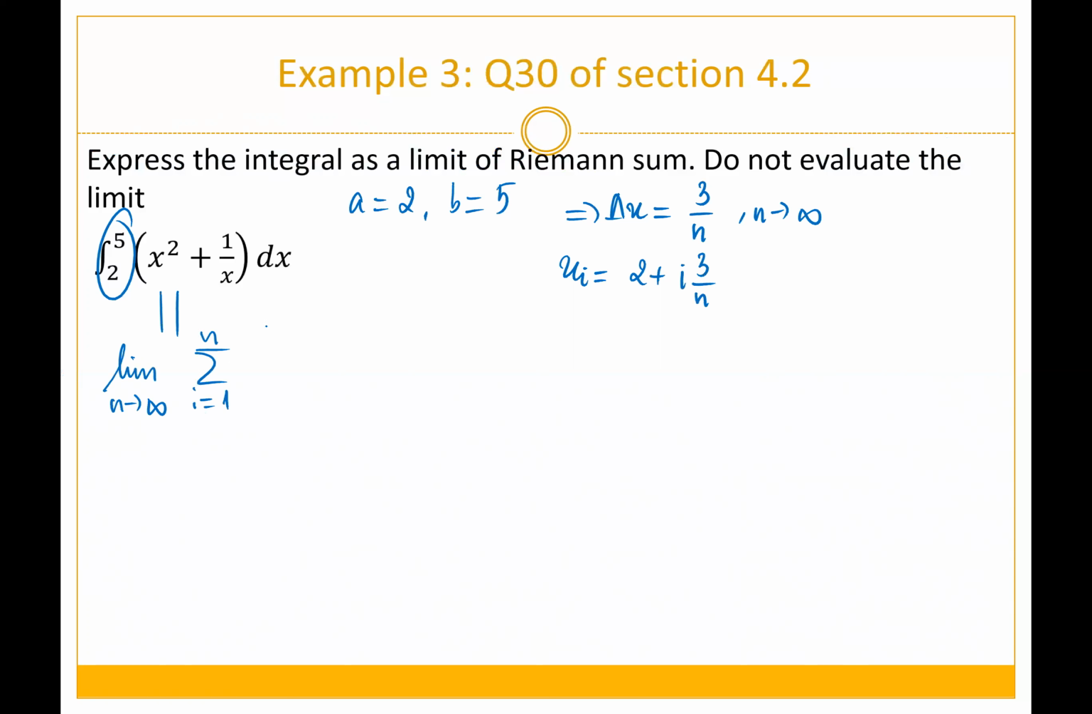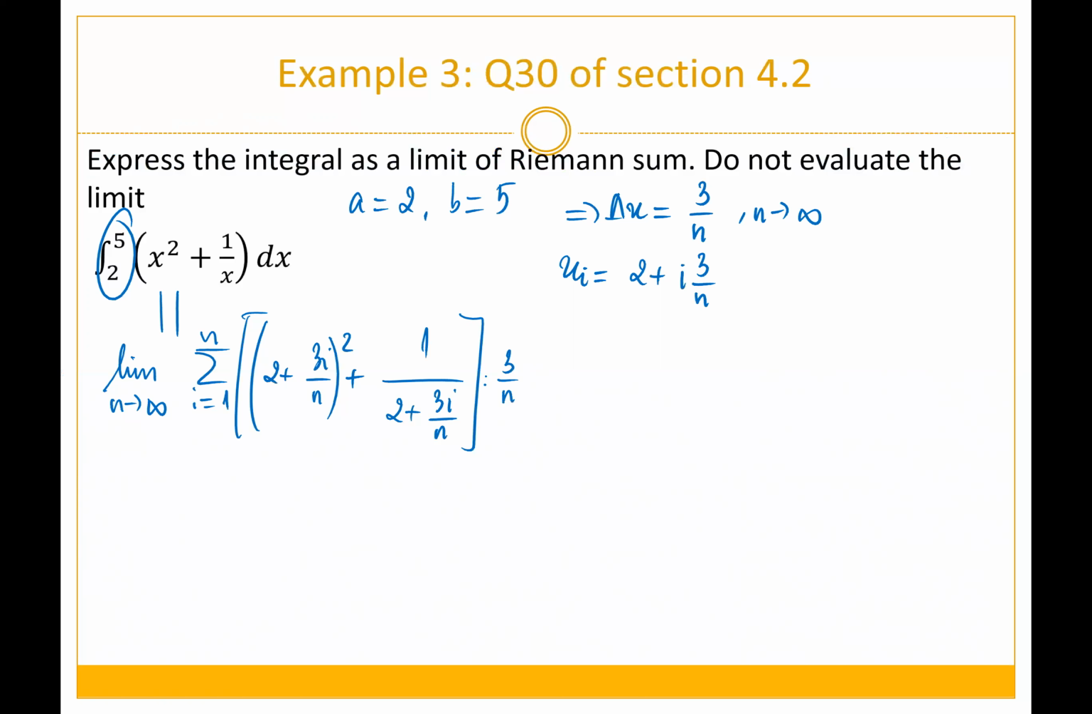You have 2 plus 3i over n squared plus 1 over 2 plus 3i over n with dx. So you have dx is 3 over n. Now, let's simplify our expression. You can choose to simplify it or not, it's up to you. I would say in these scenarios, I wouldn't simplify it because it's going to make my entire thing very complicated.